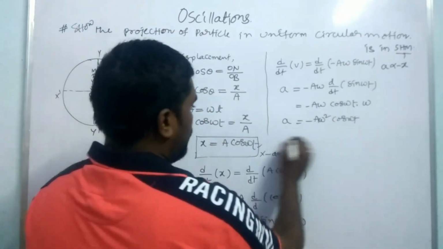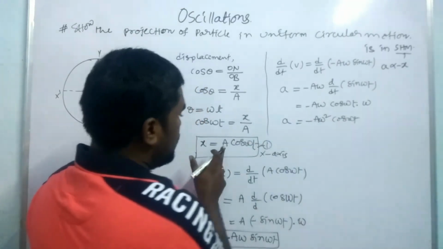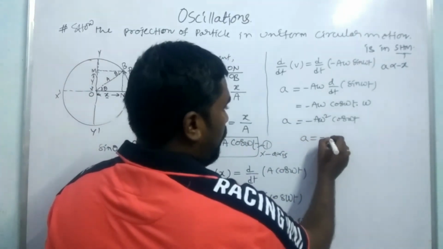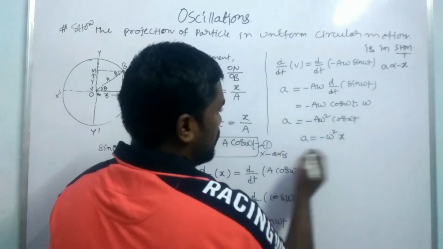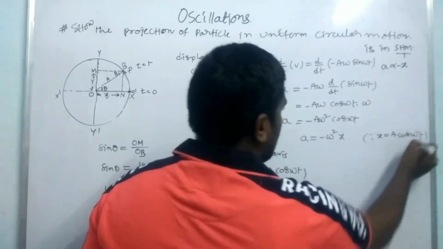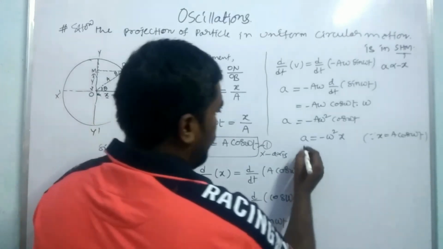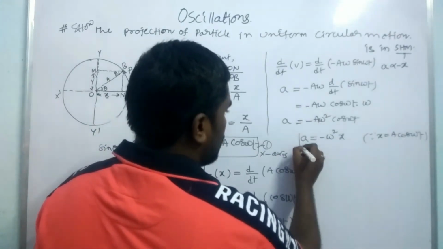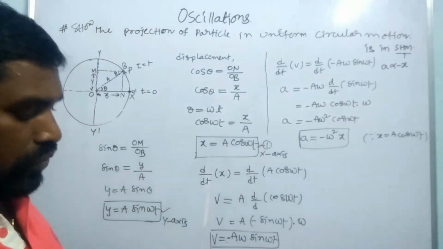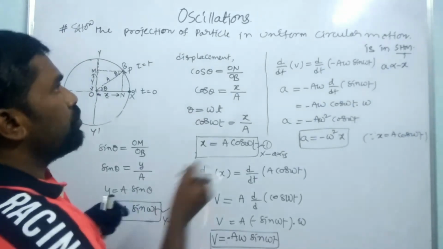But you know from equation 1 that x is equal to a cos omega t. Therefore a cos omega t stands for x, so the acceleration a is equal to minus omega square x. So this is obviously the simple harmonic motion equation of the particle, which is the projection of the uniform circular motion.